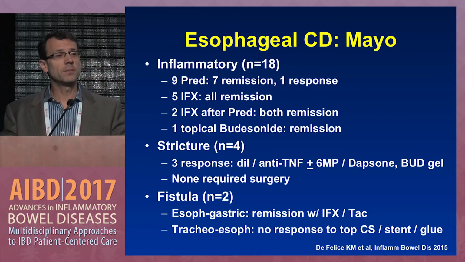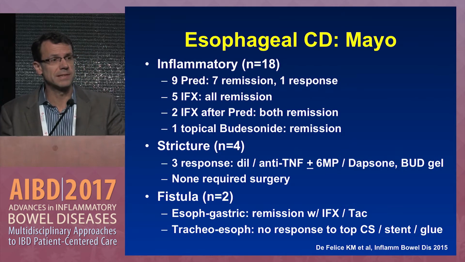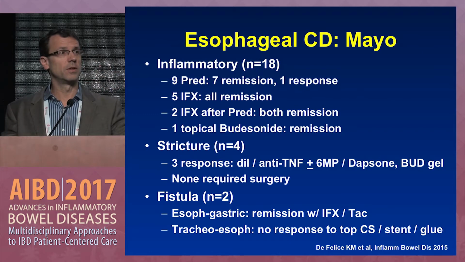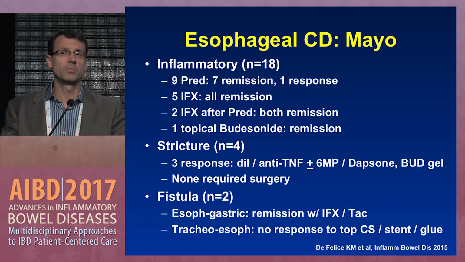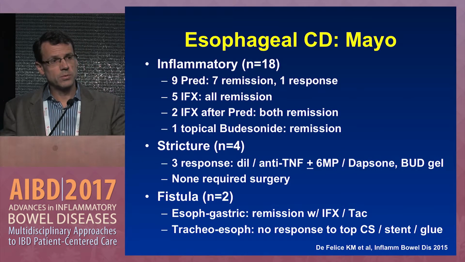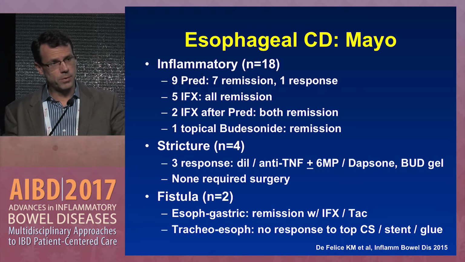As far as treatment and outcome of these patients, so the 3/4 that had inflammatory disease, half were treated with prednisone, the vast majority went into remission and/or response. 5 were treated with infliximab alone, all went into remission. 2 were treated with infliximab after prednisone, both of whom went into remission. 1 was treated with topical budesonide and went into remission. 1 refused treatment as she wanted to get pregnant.